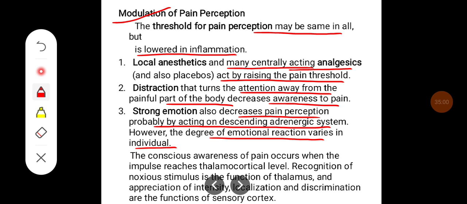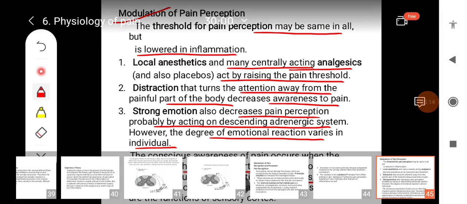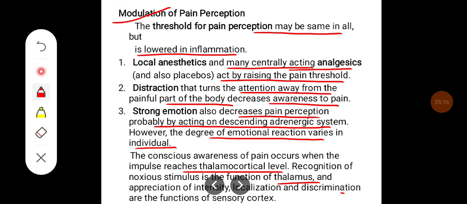The conscious awareness of pain can occur when the impulses reach the thalamocortical level. Recognition of the noxious stimulus is the function of the thalamus, and the appreciation of intensity, localization, and discrimination are the functions of the sensory cortex.